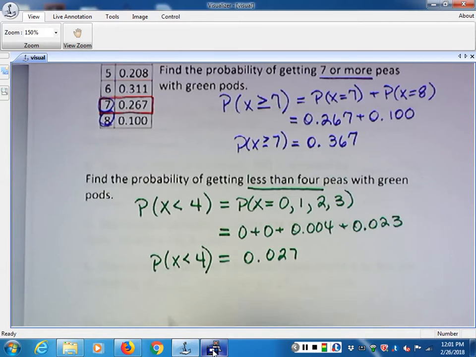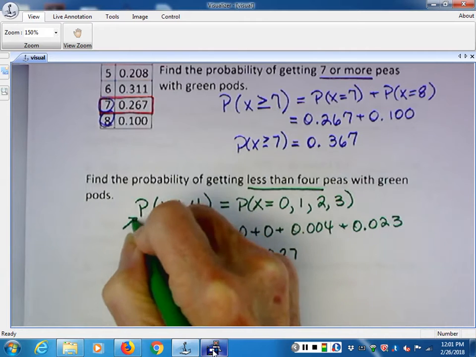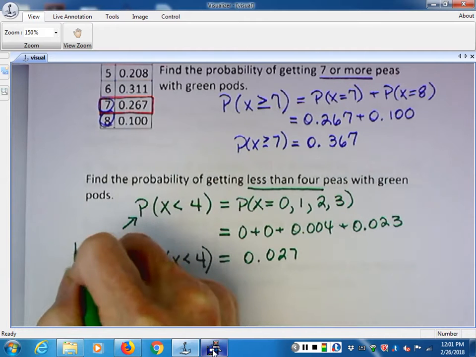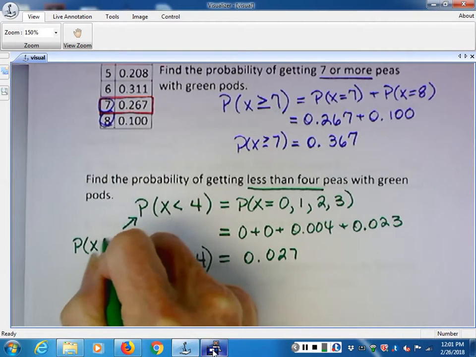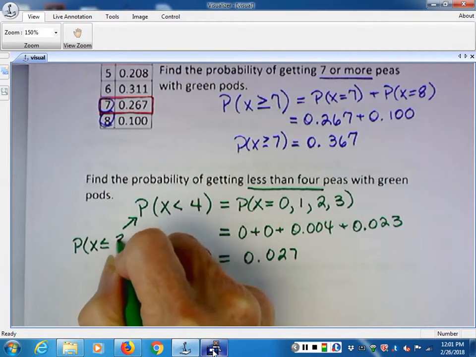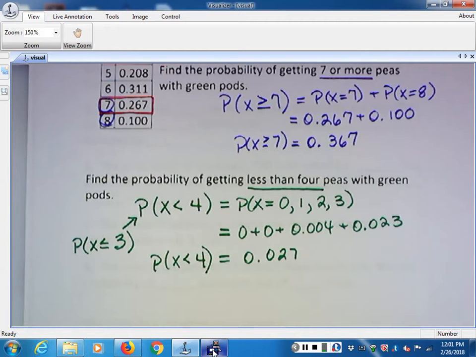And keep in mind here that the probability that x is less than 4 is exactly the same as the probability of x being equal to or less than 3. That means the same thing. Okay? That's why we spent all that time last time writing the inequalities and figuring out what they meant.